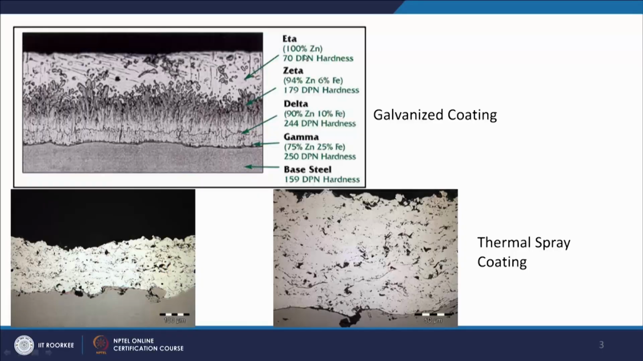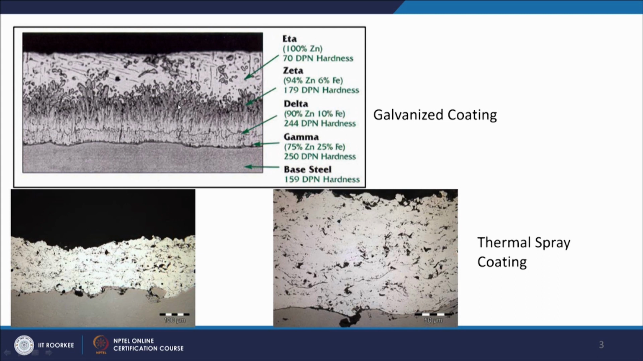It is the eta zone wherein 100% zinc is present, then the zeta zone where 94% zinc and 6% iron is present, then the delta zone where 90% zinc and 10% iron is present, and we can see there is a continuous increase in hardness from 70 units to 179 units to 244 units. Then the gamma zone is formed at the interface, which is of 250 units of hardness, having a much higher concentration of iron, that is 75% zinc and 25% iron.